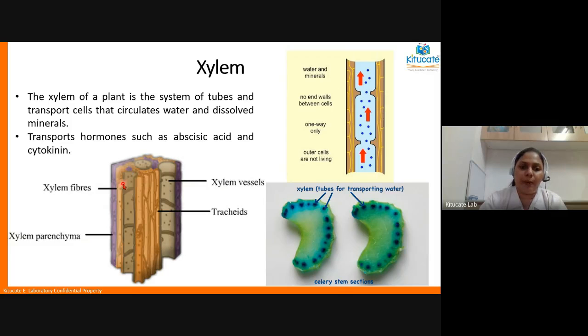So see, there are four parts: xylem vessels, which are the main cavity, xylem fibers, which support the xylem vessels, xylem parenchyma, which is a living cell, and the tracheids, which are strong and offer support to the stem. So these are the four parts of xylem.